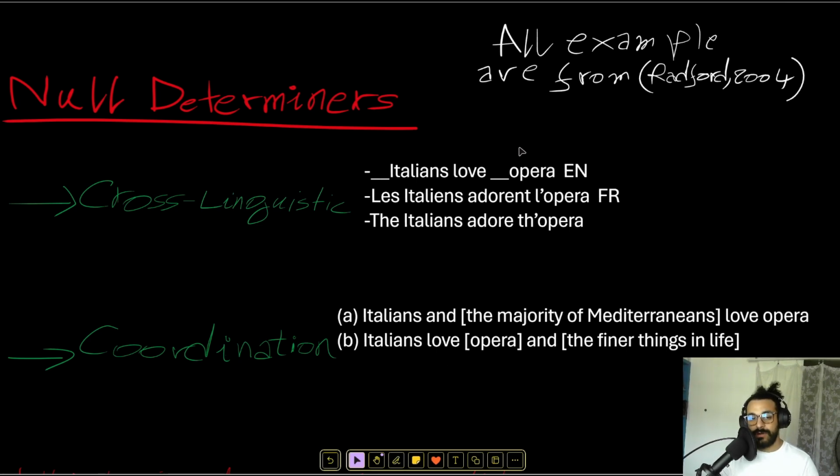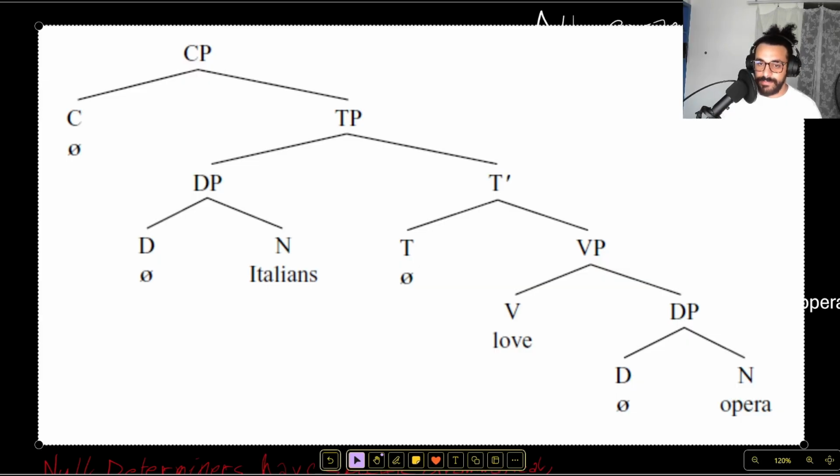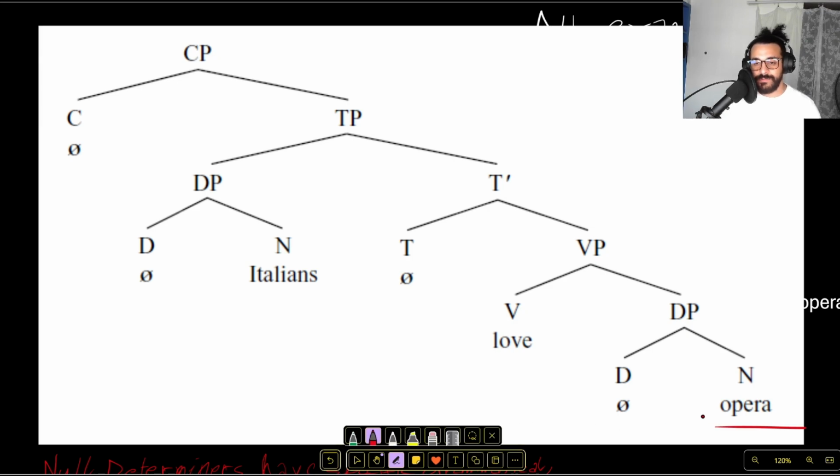a tree structure where the null determiner itself is visible. On the tree structure at least, it's not real. I don't mean that it's spelled out. So here's our example. Let's start from the bottom. And as you can see, "opera" here is the noun N, but it's actually headed by a null constituent. This null constituent is a determiner. They both combine and merge and form a D.